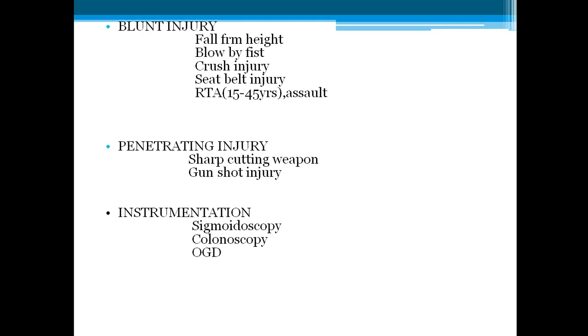Blunt injury can be fall from height, blow by a fist, crush injury, seatbelt injuries, RTA, assaults, etc. Whereas a penetrating injury can be by a sharp cutting weapon or a gunshot injury, or as a part of instrumentation, like the different scopies, OGD scopy, colonoscopy, or sigmoidoscopy, or even during any instrumentation or any guided procedures, there is always a chance of injury.